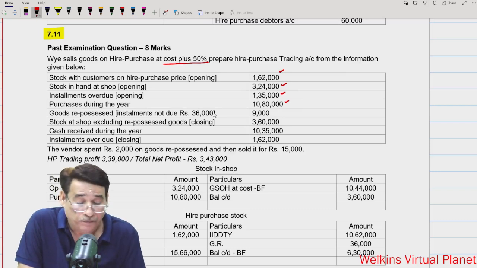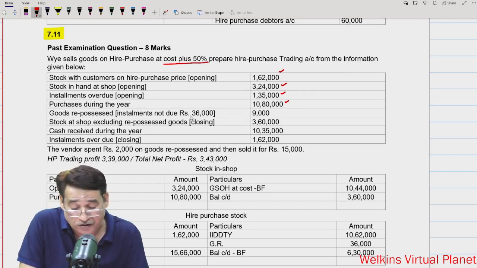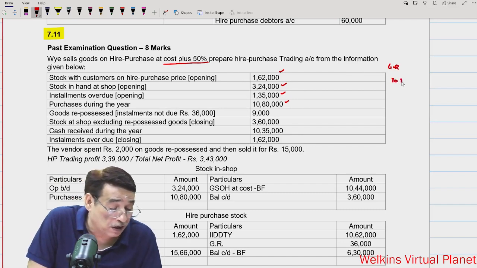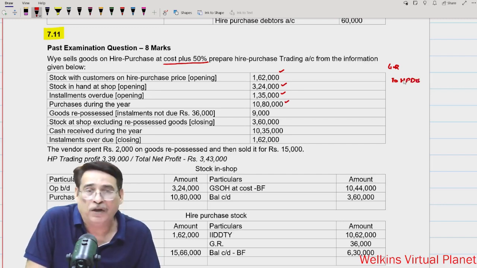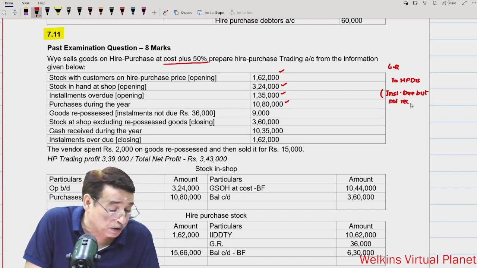Goods repossessed. When we repossess the goods, I have already told you, by first entry. Now here it is written installment not due. This is very interesting. Try to understand my entry. Generally we write the entry goods repossessed account debit to hire purchase debtors account. When we write this entry, it generally means we are crediting debtors on the presumption that these installments have become due but not received.